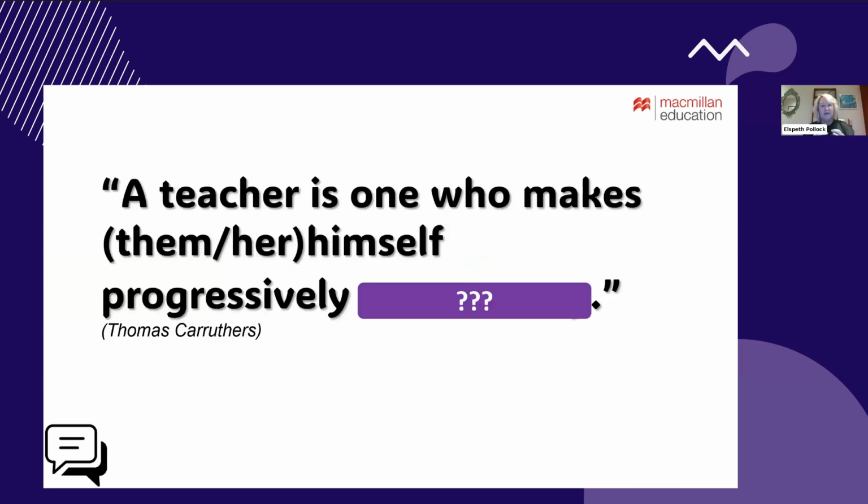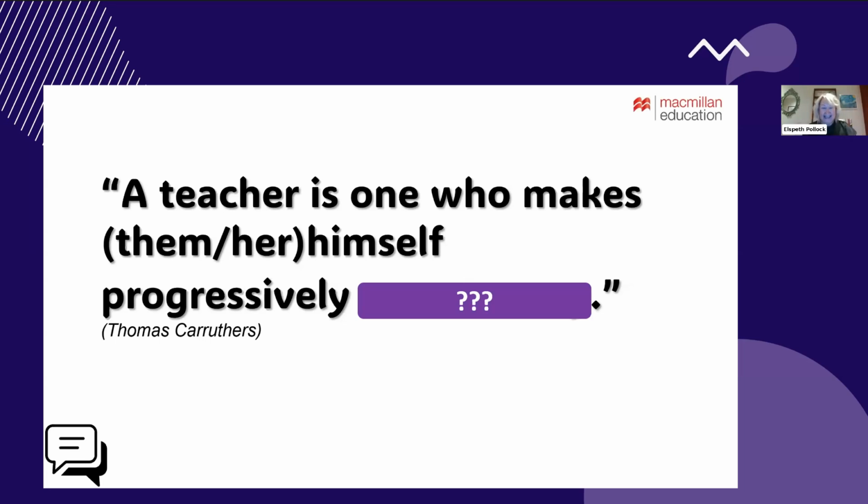We're going to talk a little bit about the role of the teacher then in a C2 class. I've got a quote here from Thomas Carruthers, who's an educational theorist. A teacher is one who makes them, her, himself progressively. Now there's an adjective that's coming now.